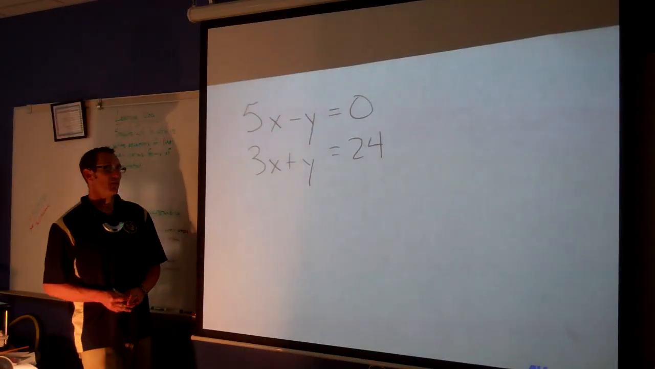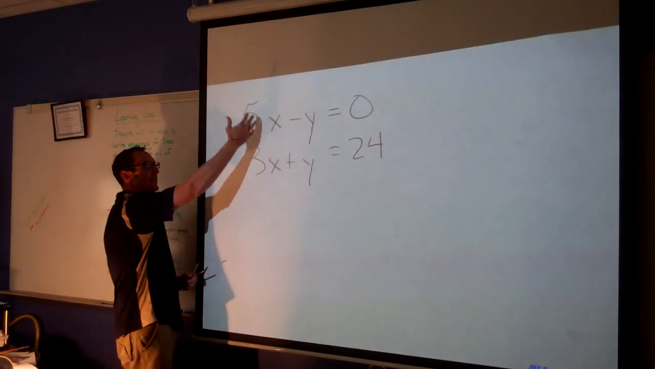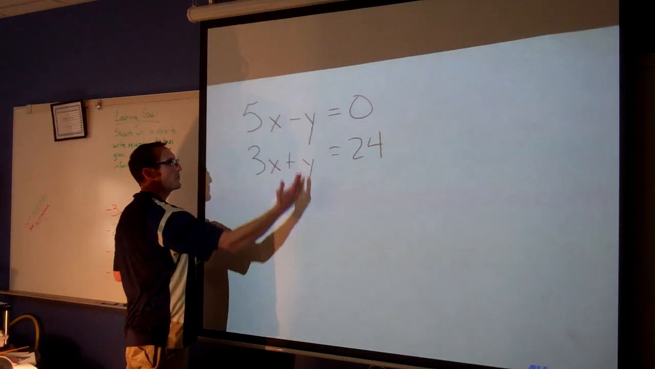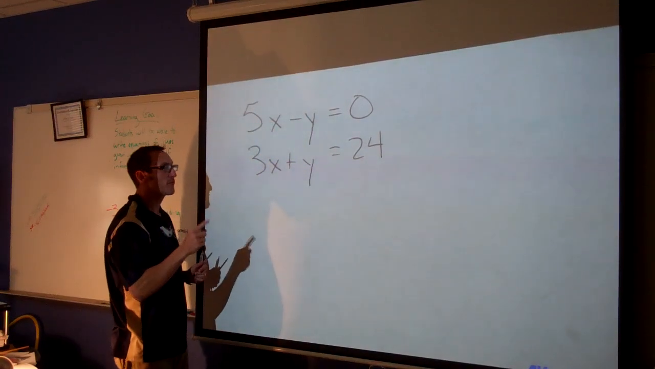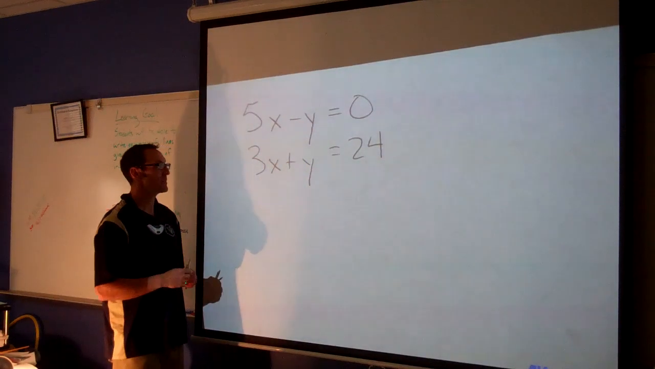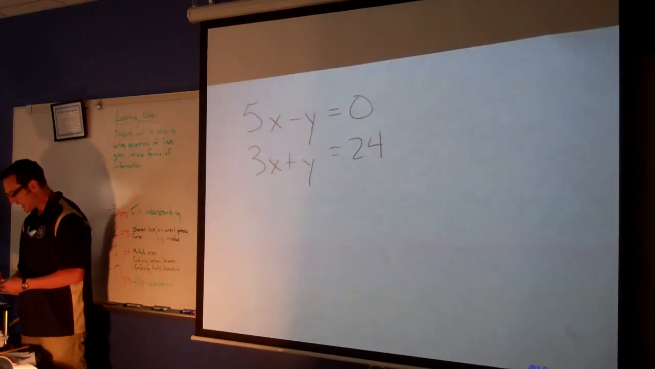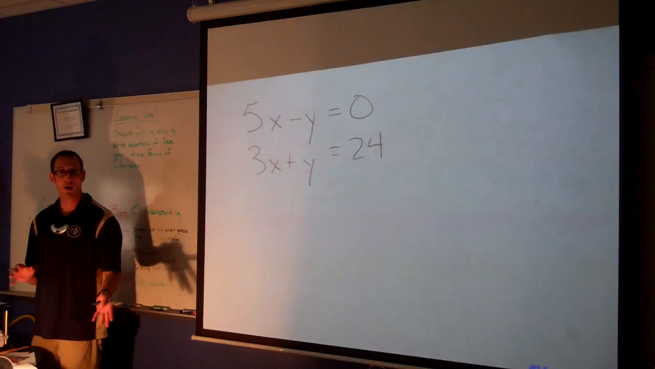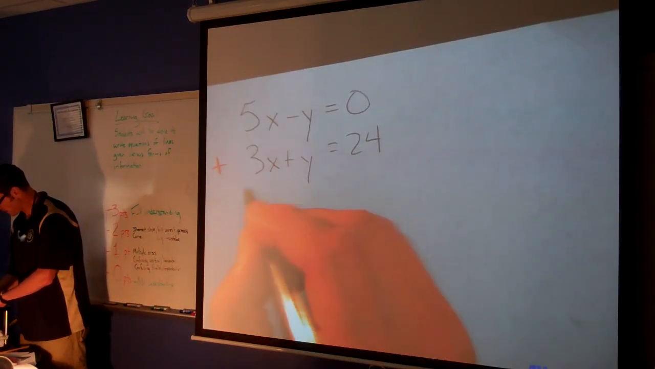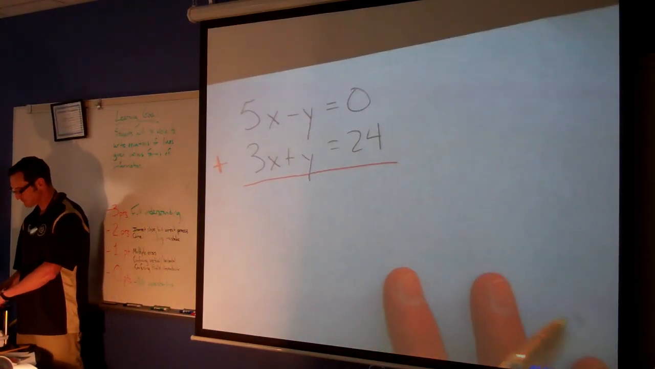Can we eliminate a variable by adding or subtracting these entire equations? If we added them, would the x cancel? No. If we added them, would the y cancel? Yes. If we add these two equations, negative y plus y is 0. Remember the additive inverse property? That would cancel. So if we add these two equations, our y is eliminated, and we want that. So let's add these two equations. You have to be able to recognize that this is what's going to occur.